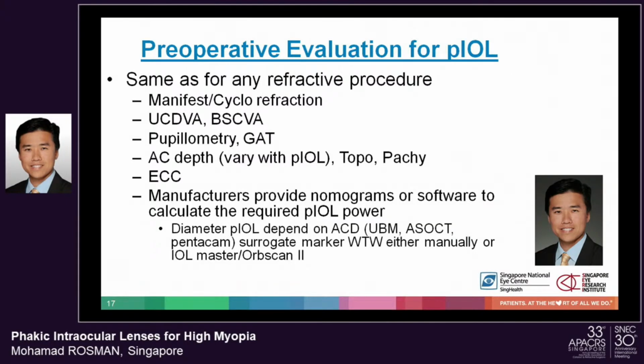So what's the pre-op evaluation for phakic intraocular lens? It's the same as any LASIK procedure. We will do a manifest and cycloplegic refraction. We will check the visual acuity. We will measure the size of the pupil, do a GAT, check the anterior chamber depth. The most important for phakic intraocular lenses is actually the anterior chamber depth. We do a corneal topography, pachymetry, endothelial cell count.